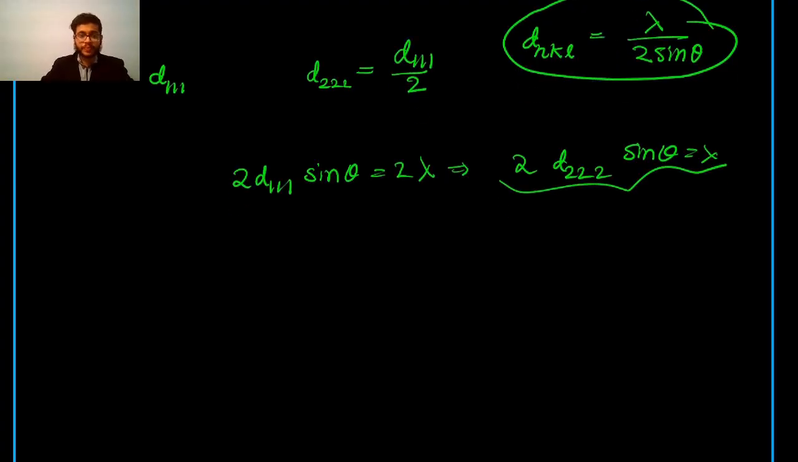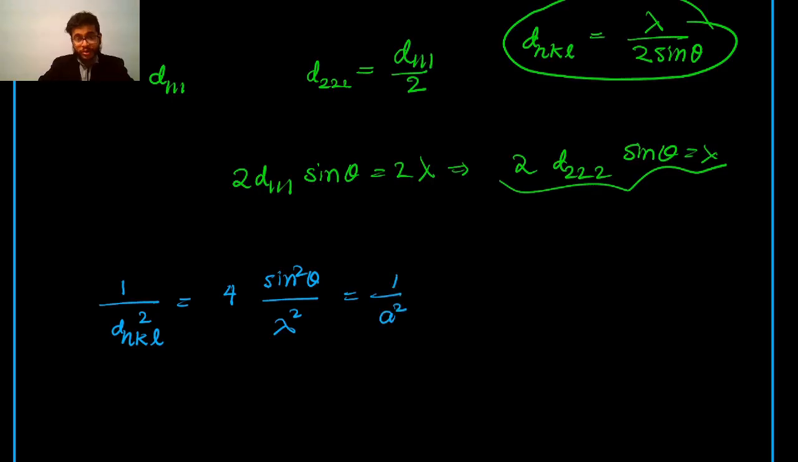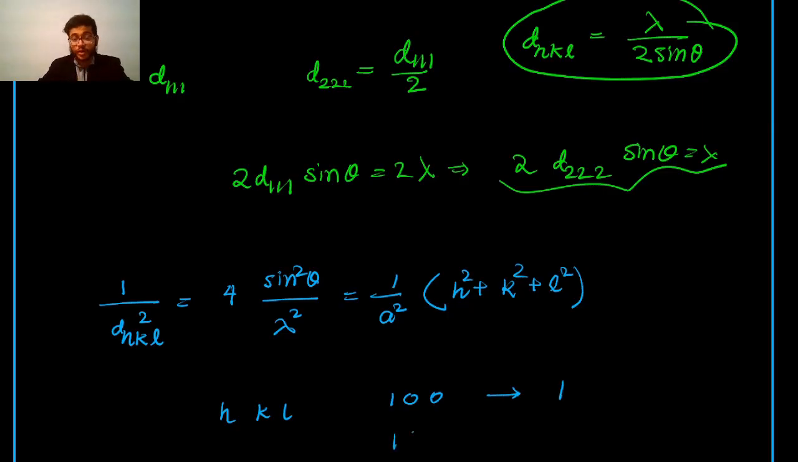Also, 1 by d_hkl square will be 4 sine square theta by lambda square, which is also equal to 1 by a square times h square plus k square plus l square. So you can see there is a periodic kind of pattern, because hkl can start from 100, for which h square plus k square plus l square is 1. It can be 110, for which it is 2; 111, it is 3; 200, 4; 210, 5; 211, 6.